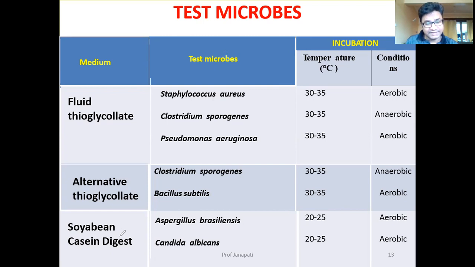Then for soybean casein digest, you can use Aspergillus brasiliensis and Candida albicans for fungi, in soybean casein digest medium. Here you can observe the incubation temperature is different from the previous; for this soybean casein digest, the incubation temperature is 20 to 25 degrees. So these are the test microorganisms.